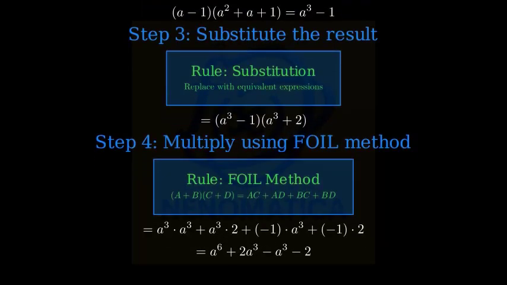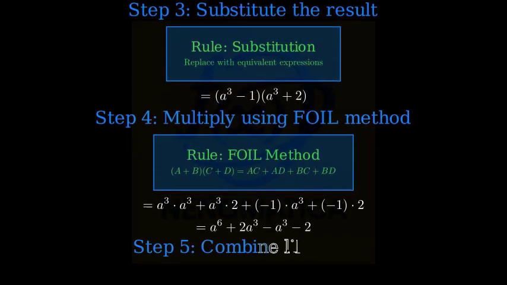First, we have a cubed times a cubed, which is a to the 6th. Outer terms give us a cubed times 2, which is 2a cubed. Inner terms give us negative 1 times a cubed, which is negative a cubed. Last terms give us negative 1 times 2, which is negative 2. Combining all these terms, we get a to the 6th plus 2a cubed minus 2.